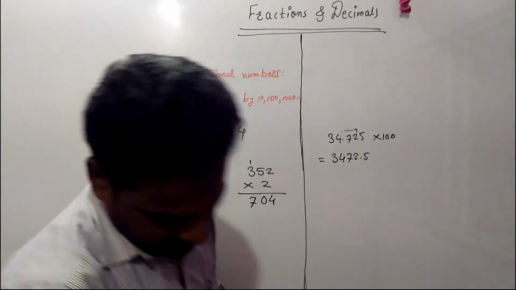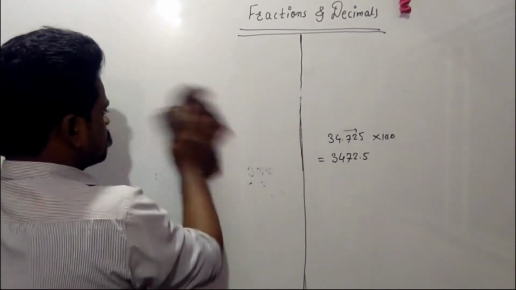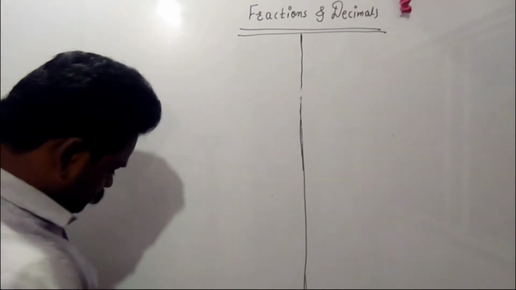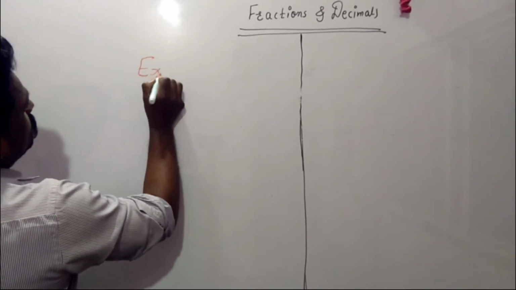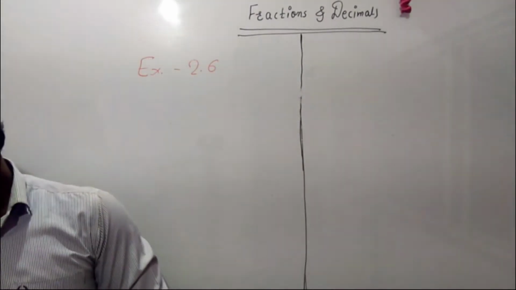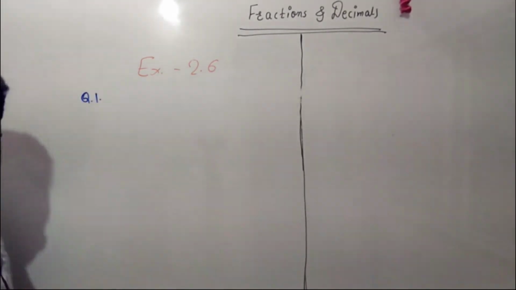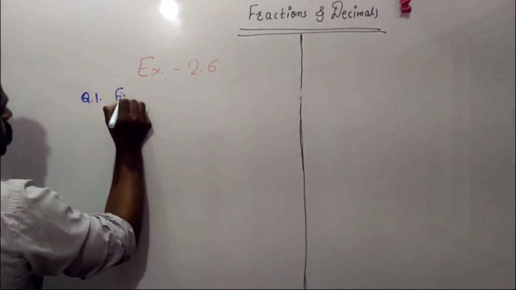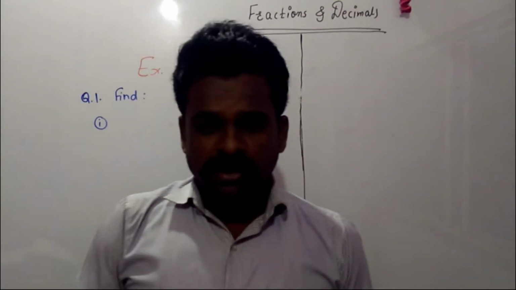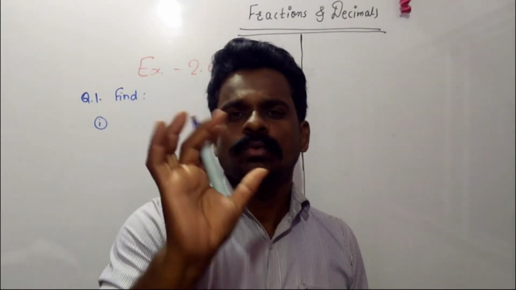Exercise number 2.6 is there from your NCERT books. Exercise 2.6 is there. No problem. Question number 1. What is question number 1? Find, that means we need to do the multiplication. I am going to take a few examples only, and the rest of the examples you are going to do on your own. That means the remaining examples will be homework for you.